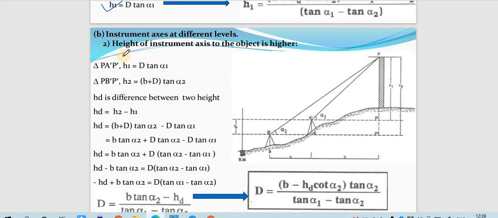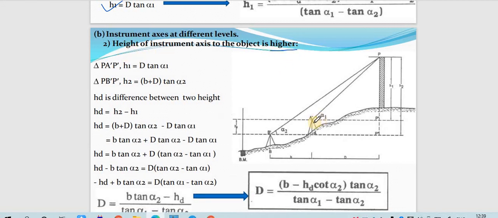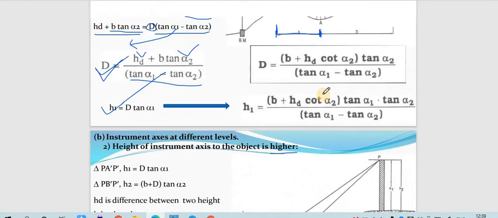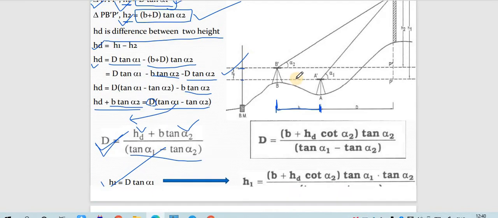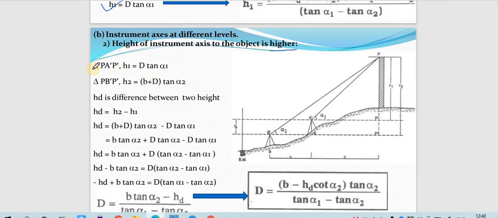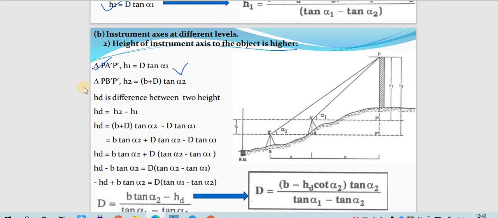In the second condition, the instrument axis is higher. As you can see, the instrument axis is higher. In the previous case the instrument axis was lower, below. In this it is higher. So it is also done in the same manner, applying the same trigonometric rule: PP dash is d tan alpha 1, and PB is b plus d tan alpha 2.